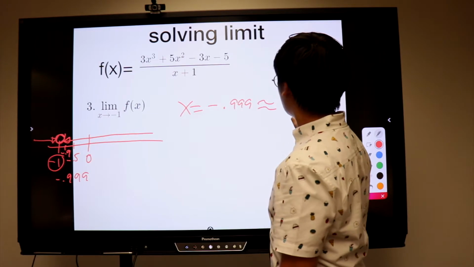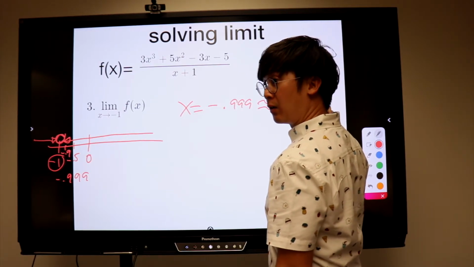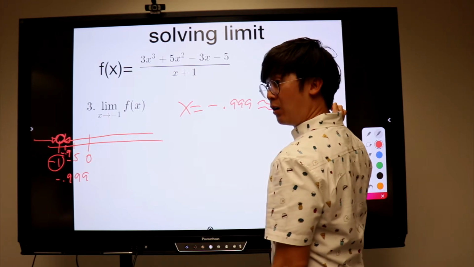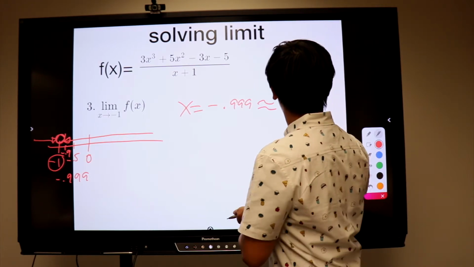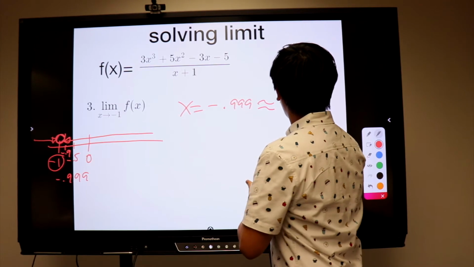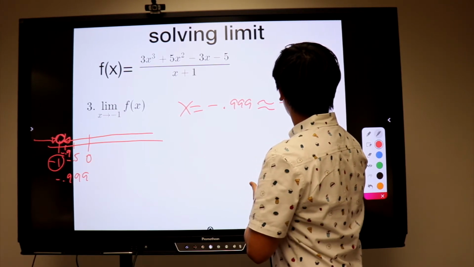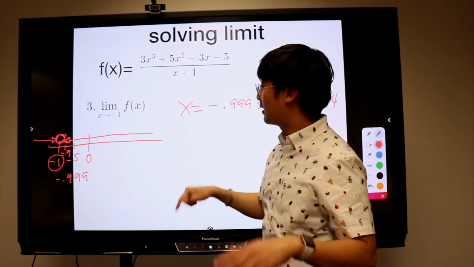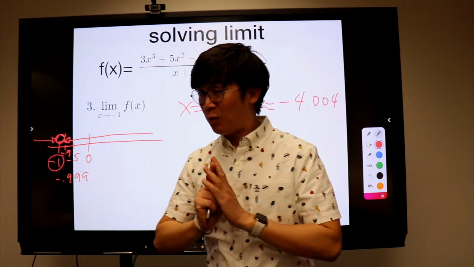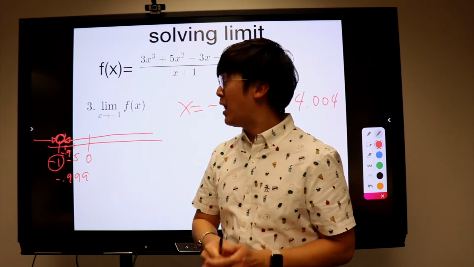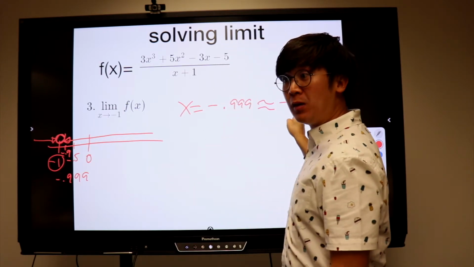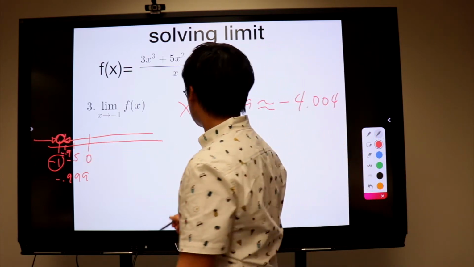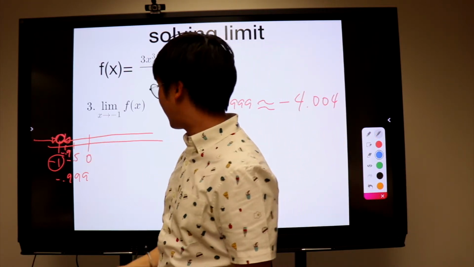It's approximately equal to negative 4.004. It's been a long day. All right. Now, we're not finished yet because we need to make sure that it's also going to be the same number or y value from the other direction. So we need to approximate again.